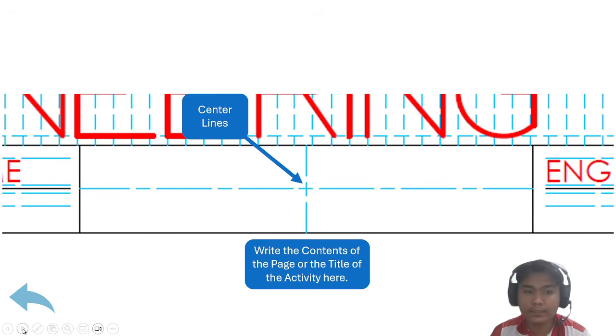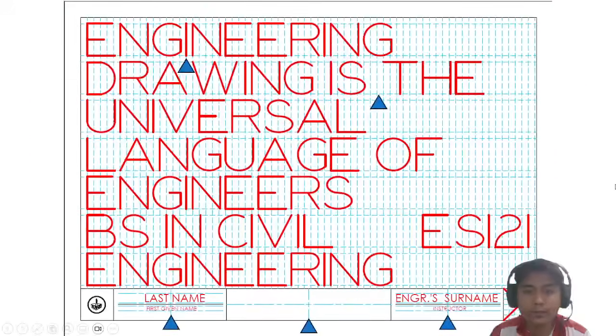And after that, we're all done. Your first sentence is this one: Engineering drawing is the universal language of engineers. We're going to write your program, BS in Civil Engineering, and your course code, which is ES121, that is Engineering Science 121. Okay, so this is the sample.